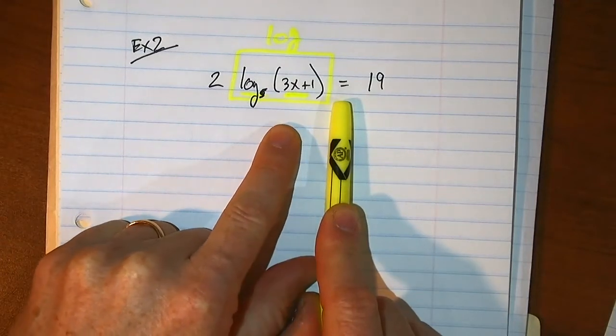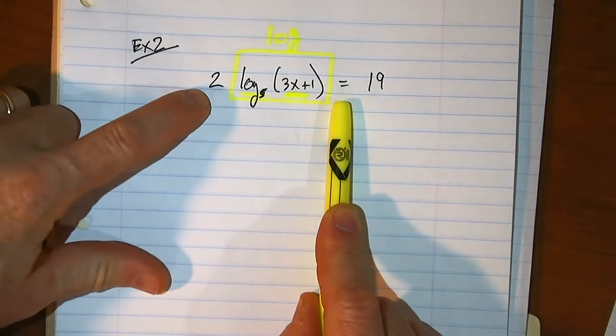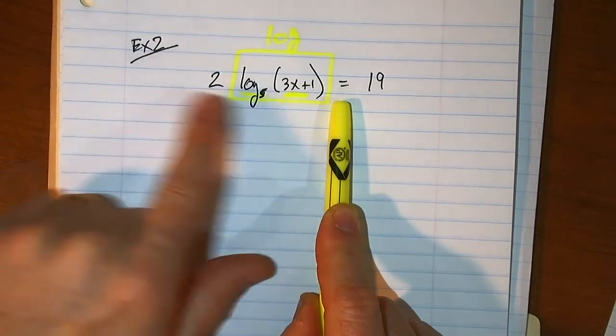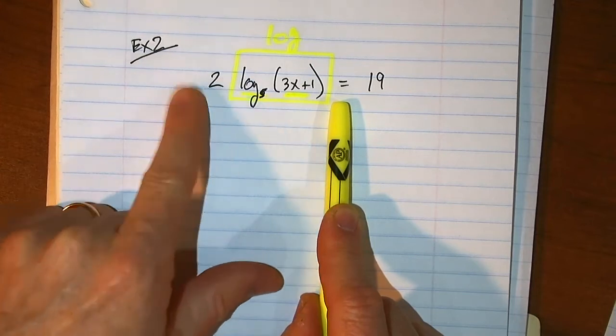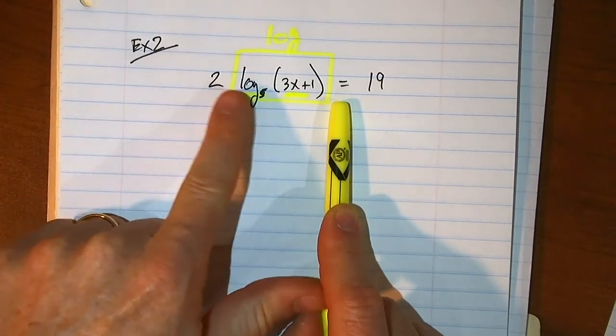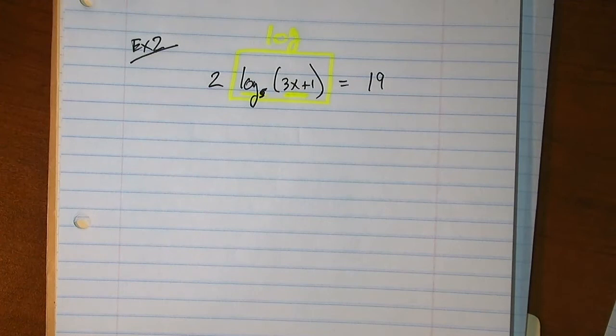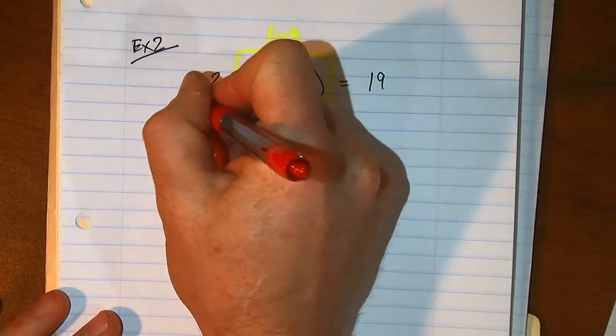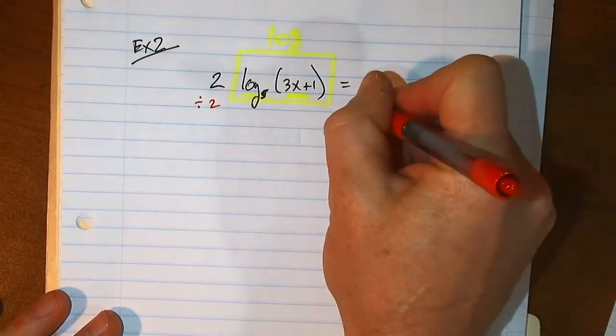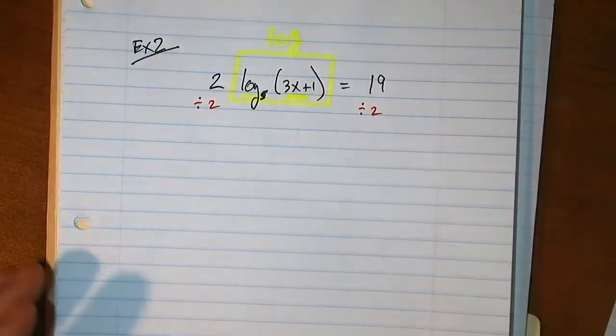So what do I have that's extra? It's this 2. And the 2 is multiplying, right? Anytime we don't write a symbol in between, that means multiply. So the 2 is multiplying. And what cancels out multiplies? Divides. So if I want to get rid of this 2, I'm going to divide both sides by 2.